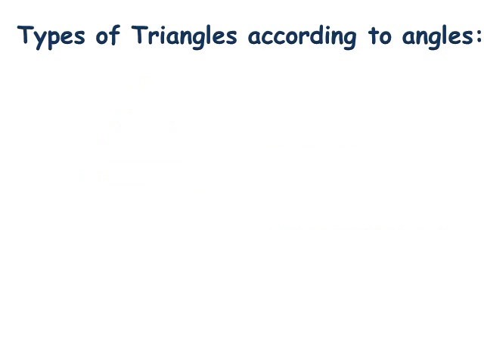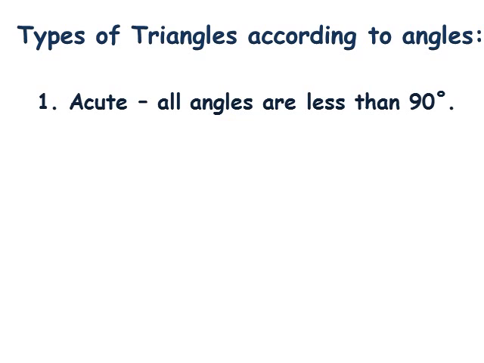Alright, so let's try the next classification of triangles, which is according to the angle, the inside angles of the triangle. So the first one is called acute triangles, where all angles are less than 90 degrees. So how many angles does a triangle have? Okay, how many inside angles does a triangle have? Since it has three vertices, therefore it also has three angles, and all these angles should be less than 90 degrees.